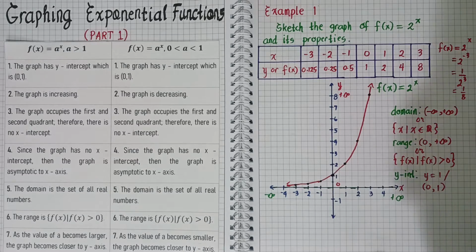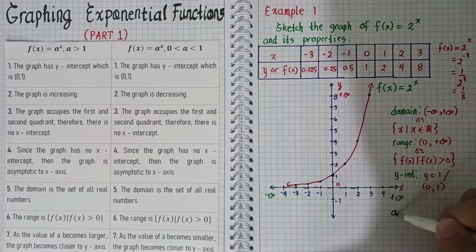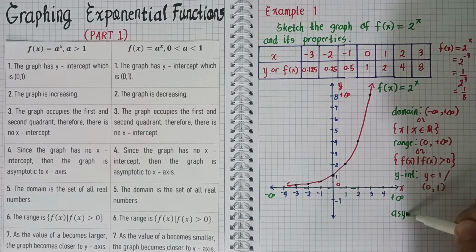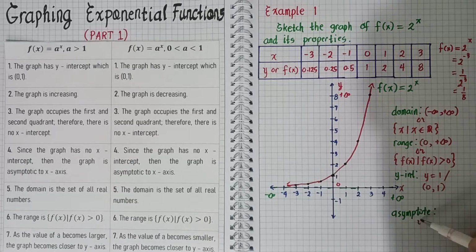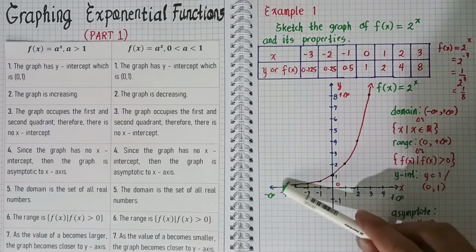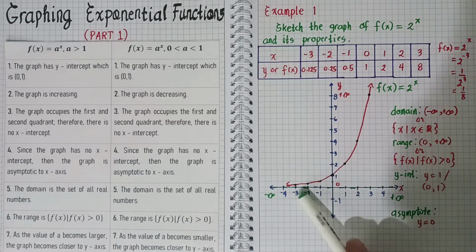Okay? Another property is asymptote, or horizontal asymptote. So, dito guys, kanina, pinakita natin yung asymptote natin. Yung asymptote natin dito guys ay y equals 0. Bakit kaya naging y equals 0? Kasi the graph is asymptotic to the x-axis. So, the asymptote is y equals 0.